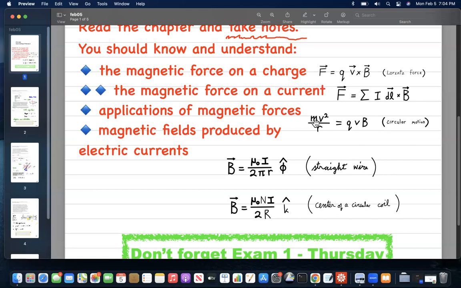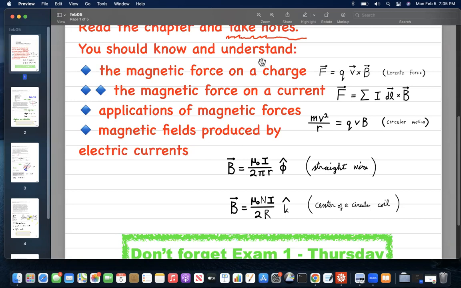And you can use the equations from Physics 231. The mass times the acceleration is equal to the centripetal force. Well, the centripetal force will be QvB. Centripetal acceleration is v squared over R. So you have this equation which relates R and v. And there are many applications listed. We'll see some examples in a minute.